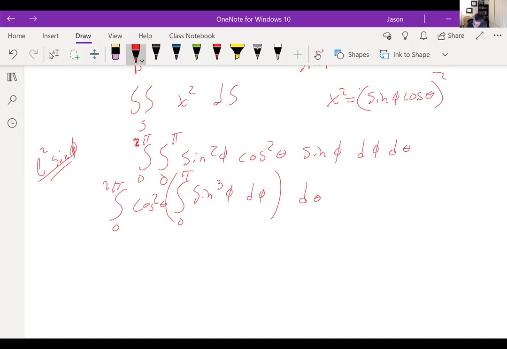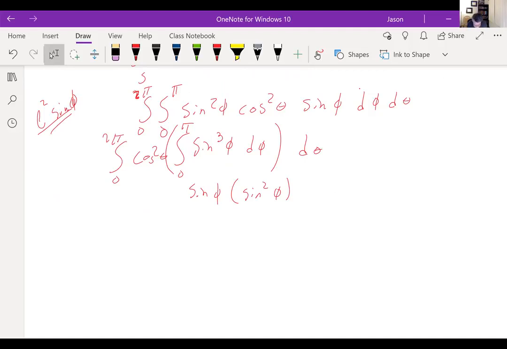So sine cubed is going to be sine of phi times sine squared of phi. I'm going to split off a sine, and then I'm going to change this into 1 minus cosine squared phi, and then sine phi. So I can change the sine into cosine so I can get an integration factor. We're still doing 0 to pi, d phi.